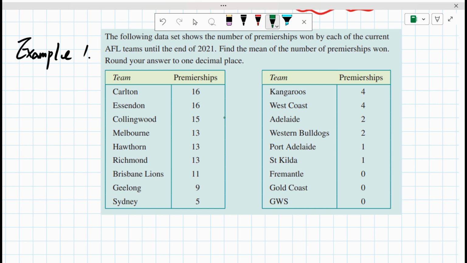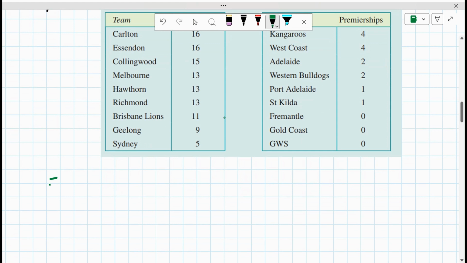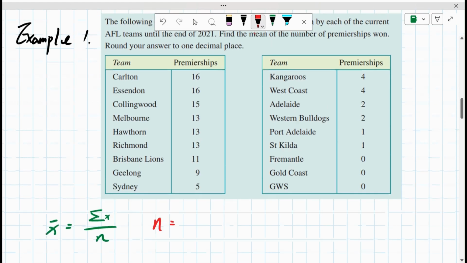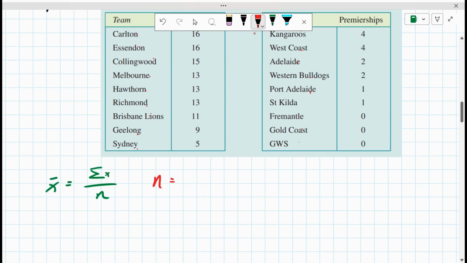But first, we're going to write mean equals the sum of x over n. So that equals something. First, we need to find out how many teams there are altogether, so n equals some number. How many teams in total? 1, 2, 3, 4, 5, 6, 7, 8, 9. So we actually have 18 teams.